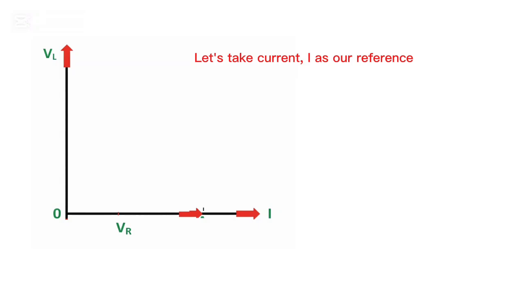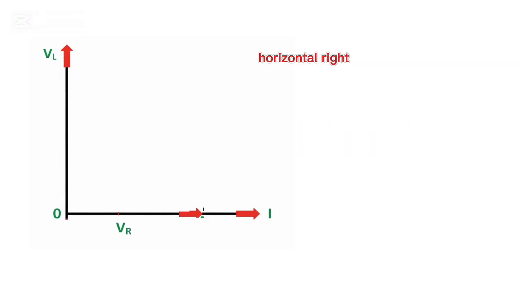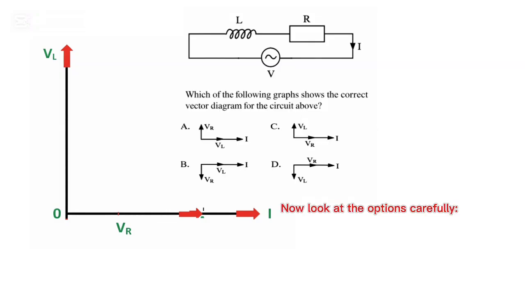Let's take current I as our reference. Always draw it horizontal to the right. So voltage of the resistor VR, same direction as current I, horizontal right. Voltage of the inductor VL, 90 degrees ahead, vertically upward. Now look at the options carefully.